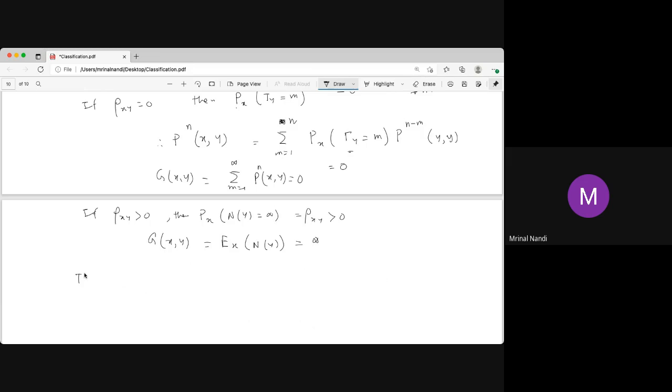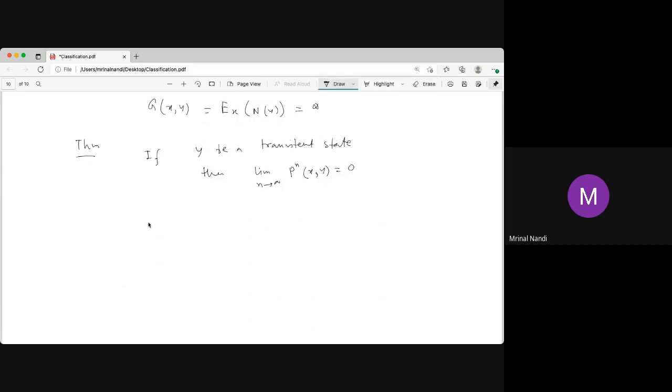Now, there is one more theorem. The theorem is: if y is a transient state, then the limit as n tends to infinity is 0. So if it is transient, the n-step probability after many times goes to 0 as n tends to infinity.